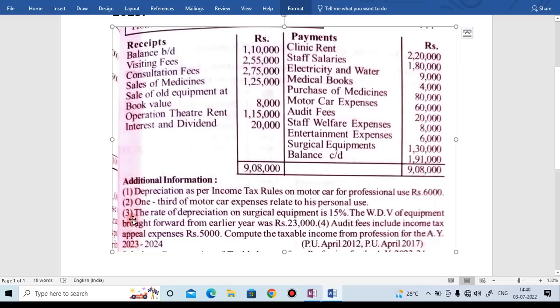Adjustment number 3. The rate of depreciation on surgical equipment is 15%. And along with that there is additional information given. The WDV, means written down value of equipment brought forward from previous year, last year, was rupees 23,000, which is carried forward in this year. Okay, so now how to solve this adjustment?